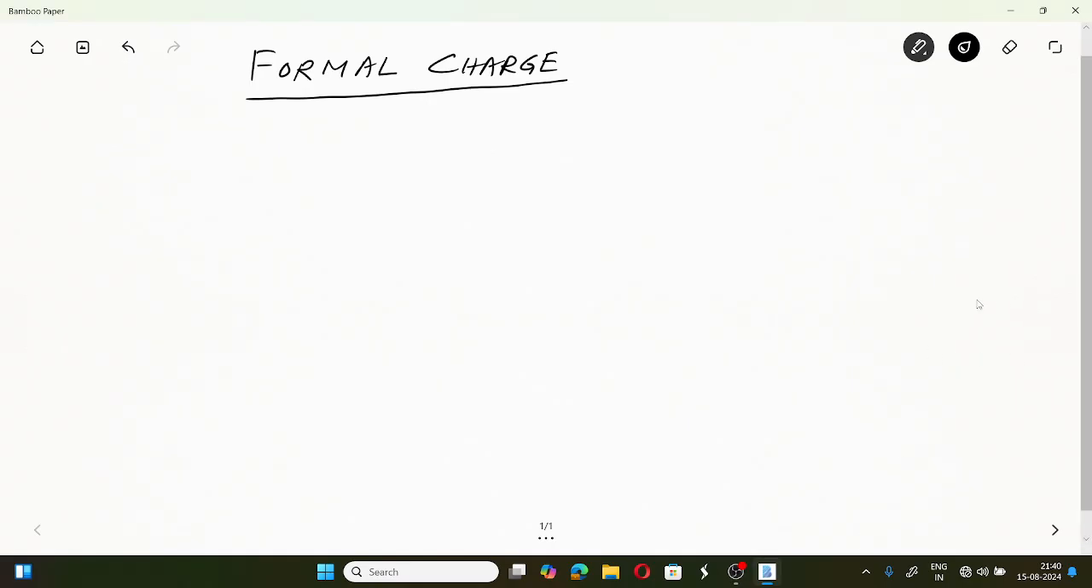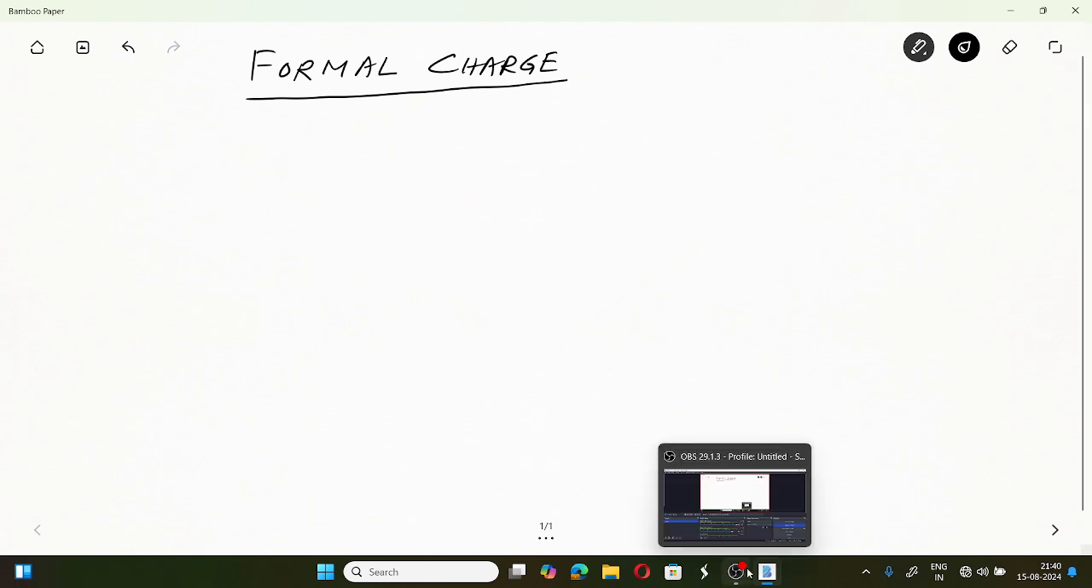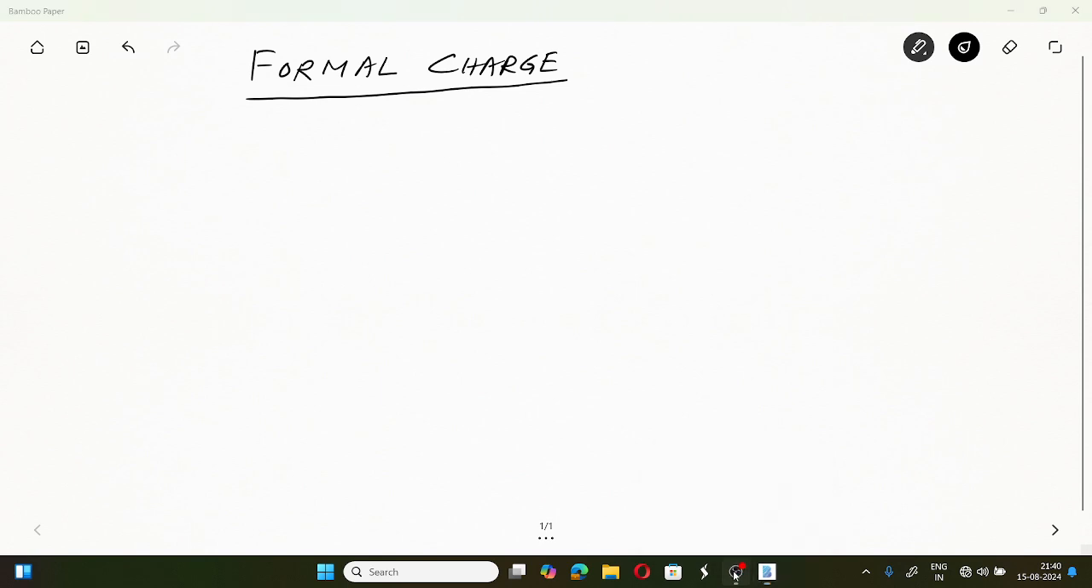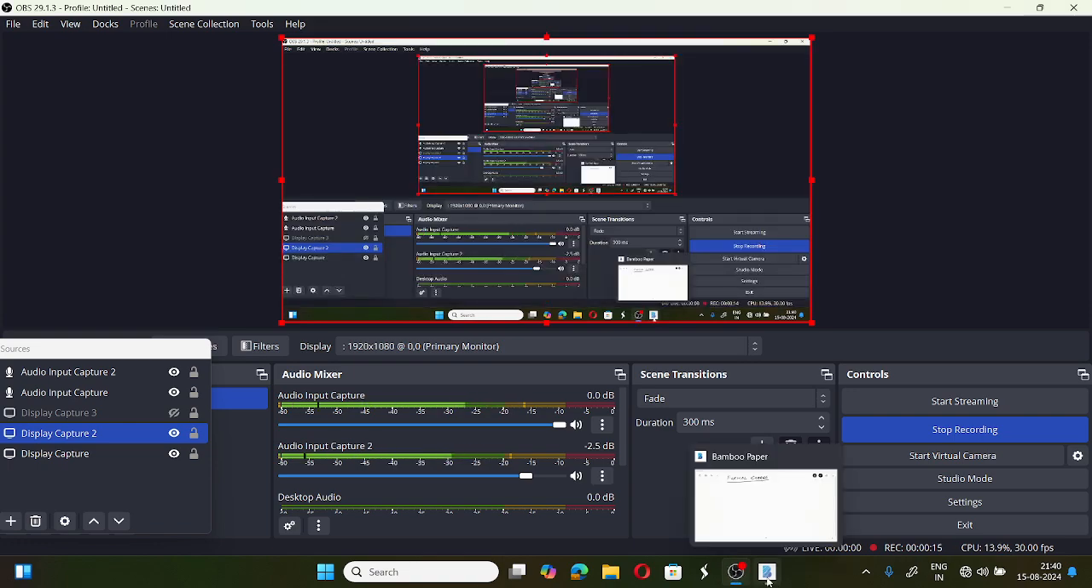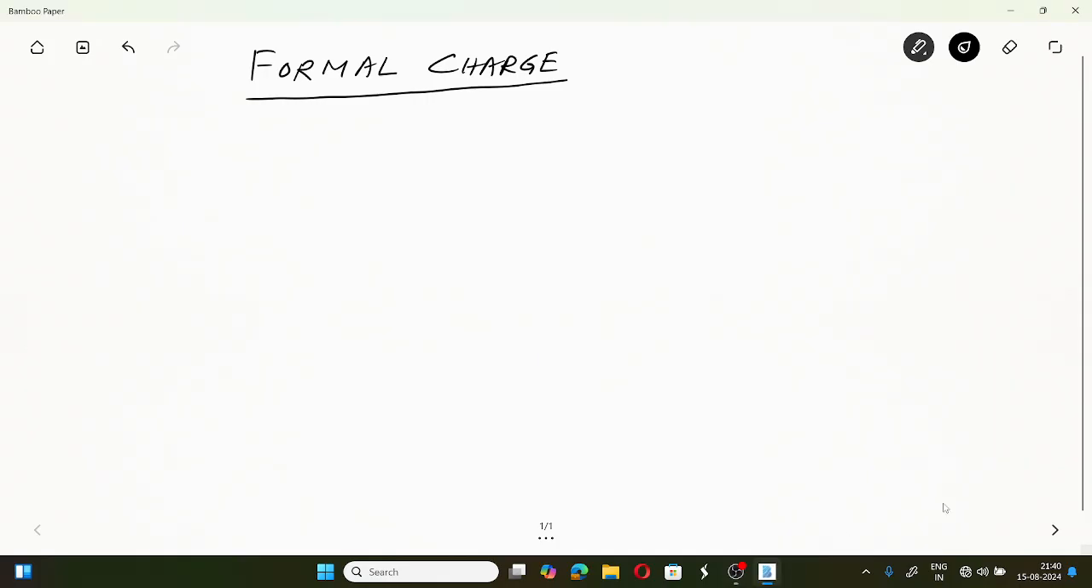So in this class, we shall discuss formal charge, how to calculate the formal charge of a particular atom in a molecule, an ion, or a radical. So first of all, what is formal charge? Now, if you want to write down the definition, it may be regarded as the charge.